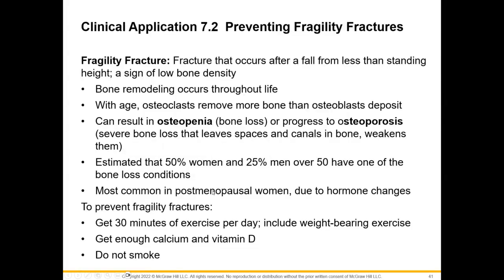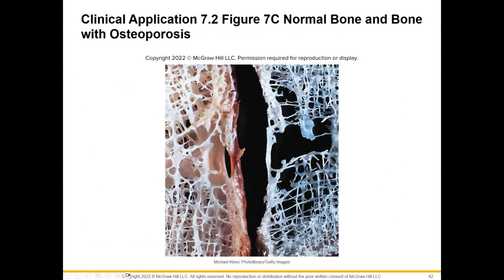It weakens them. It's estimated that 50% of women and 25% of men over 50 have one of the bone loss conditions. Most common, though, in postmenopausal women because of hormone changes. Now, to prevent the fragility fractures, they say to get 30 minutes of exercise per day, and this includes weight-bearing exercise. You need to get enough calcium and vitamin D, and do not smoke. That actually can lead to osteoporosis. This shows a comparison of normal bone to somebody with osteoporosis.